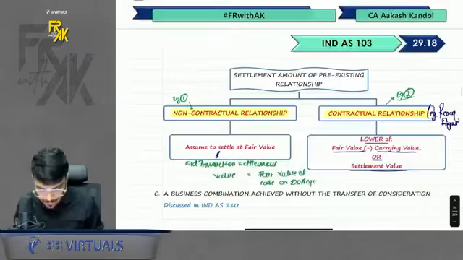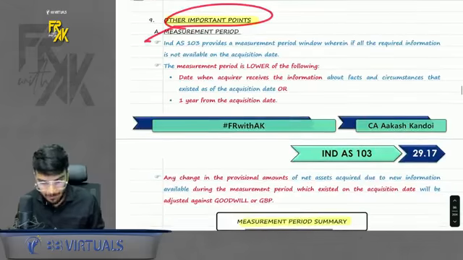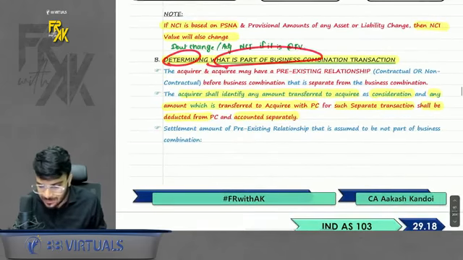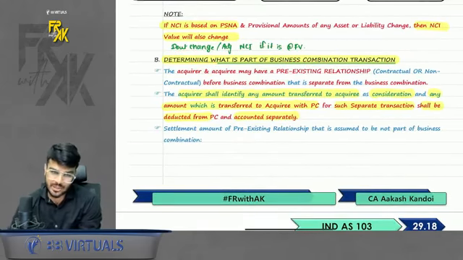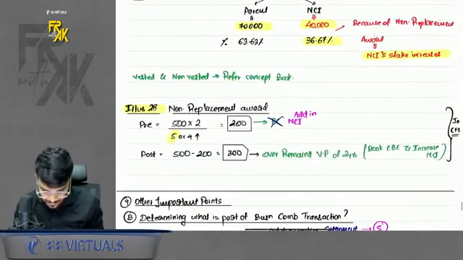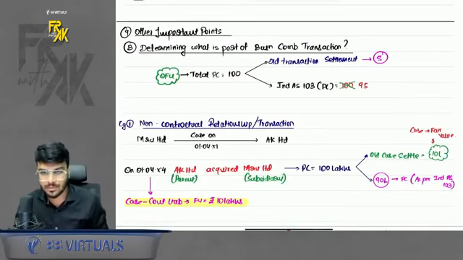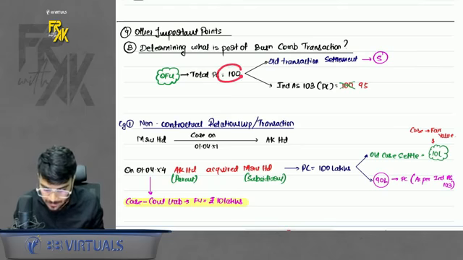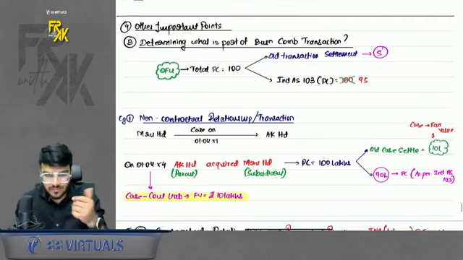Now the last part is point number 9. In other important points, measurement period, I guess we already discussed. The last point was determining what is part of business combination transaction. What do we check here? In class also I revised this for you: whatever PC you are paying in Ind AS 103, whether you have paid the whole PC for acquisition only, or whether in this PC you have settled some old transaction.